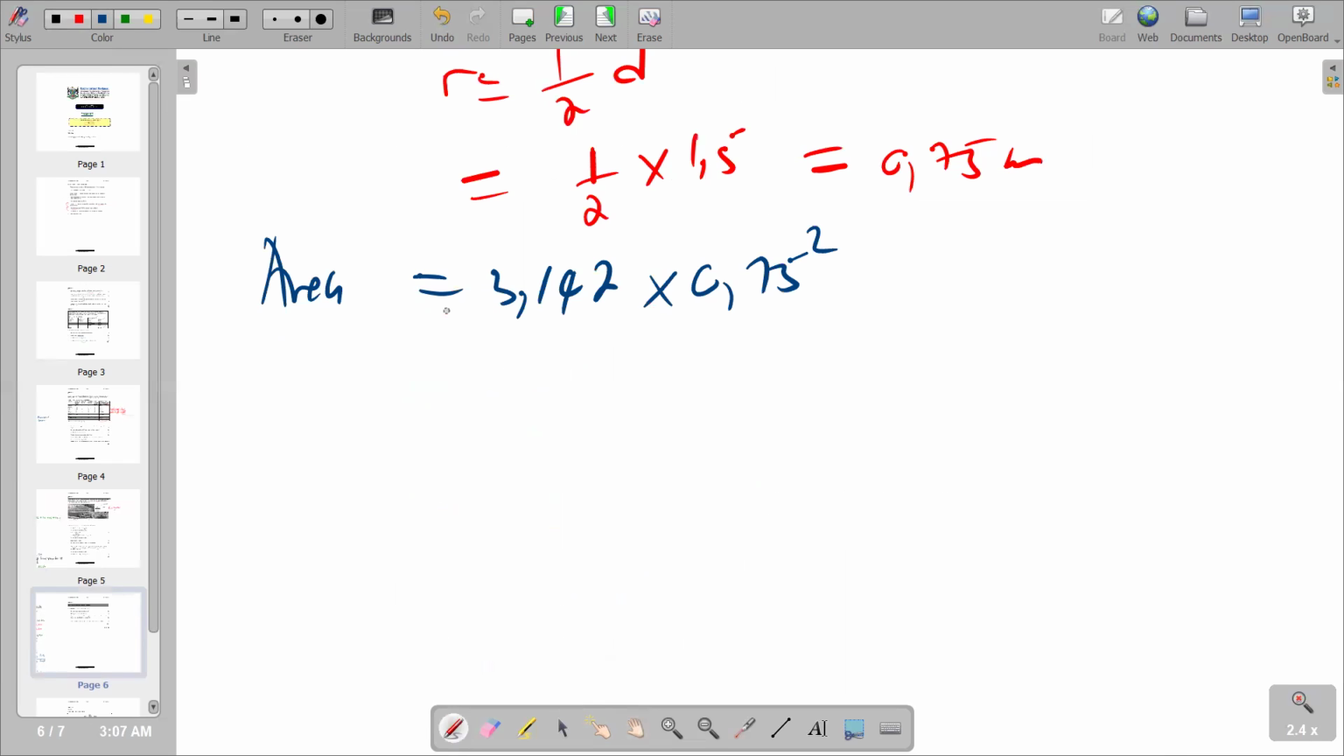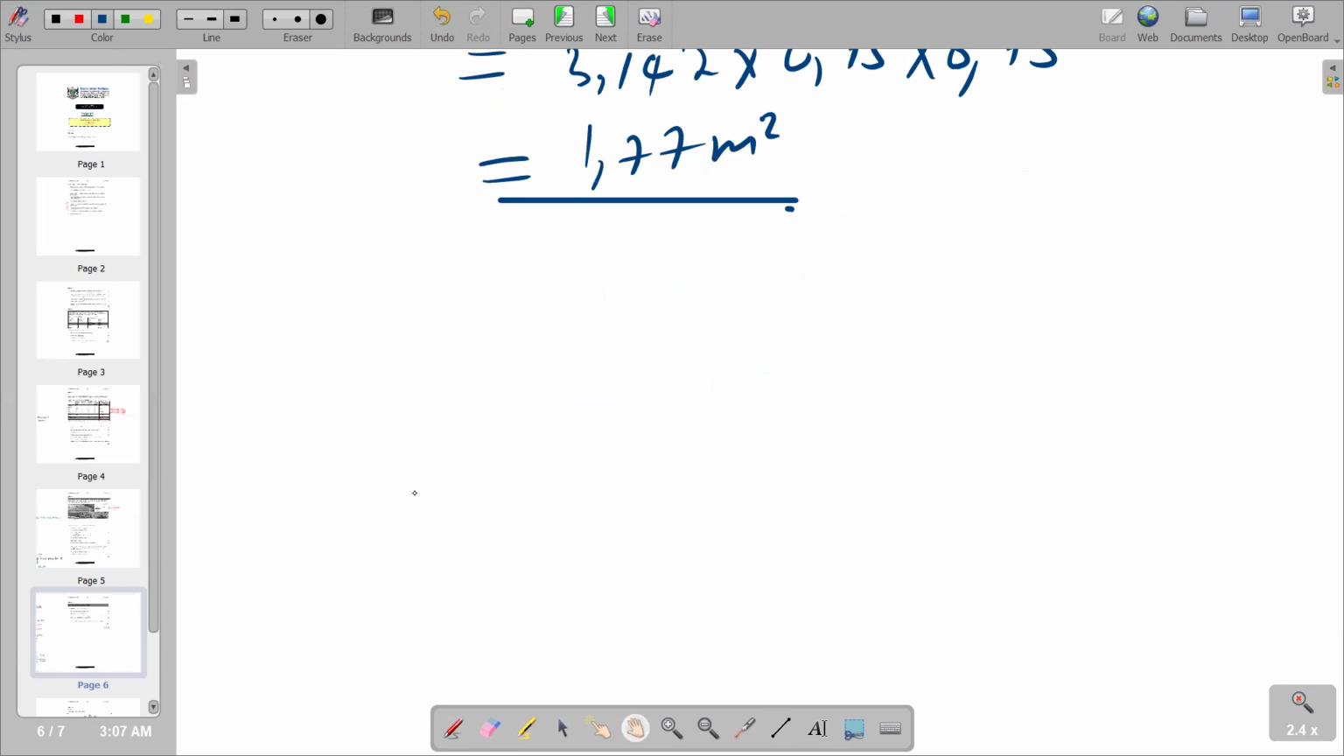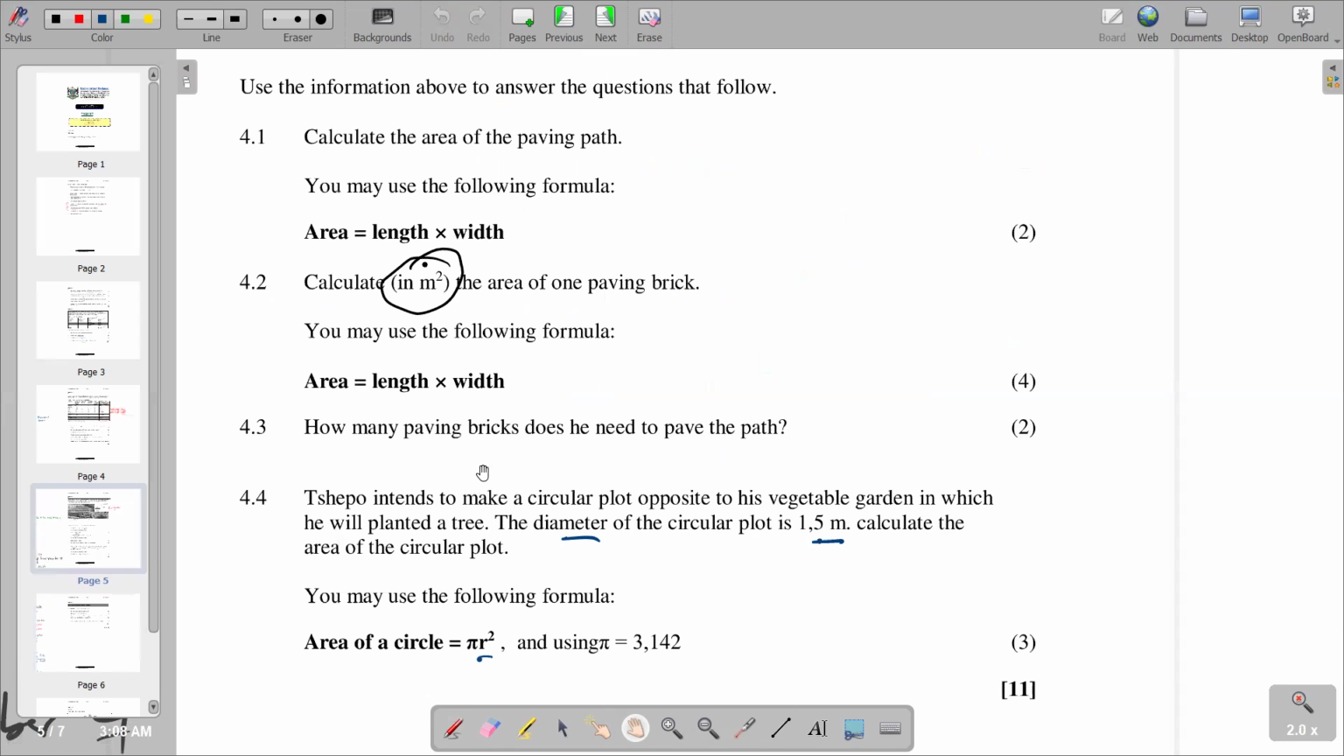And we know that if you try to simplify it further, it becomes 3.142 times 0.75 times 0.75. This is the squared that we have. We multiply it twice. And then we see that the answer that we have to get is 1.77 meter squared. So this is what we have. And then I'll move on to the next part, which is going to be our question 5.